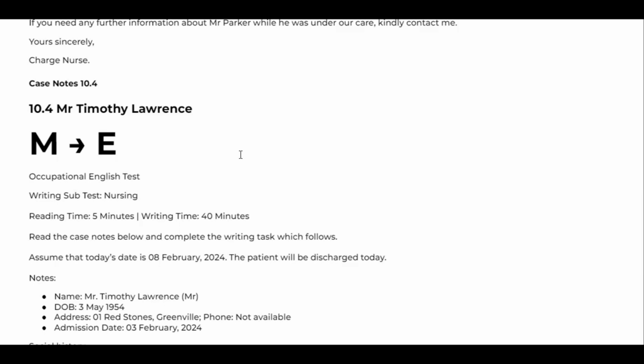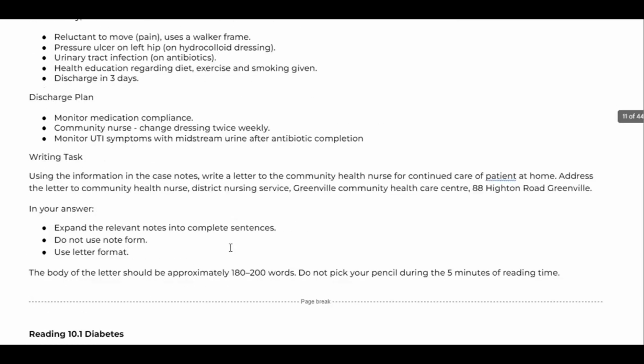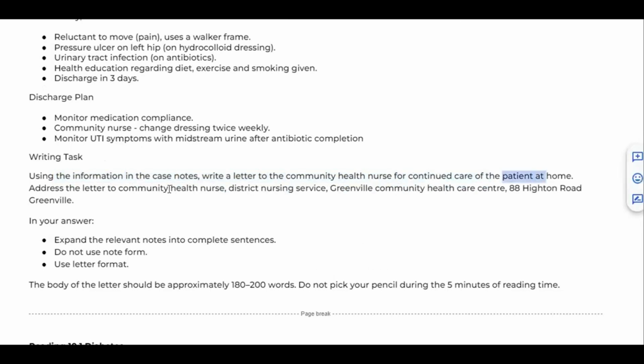So this would be an unknown case, no, sir? Yeah, really, of course, because there is no connection. Using the information in the case notes, write a letter to the community health nurse for continued care of the patient at home. Address the letter to community health nurse, district nursing service, Greenville Community Health Care Center. Tell me, is it known or unknown?